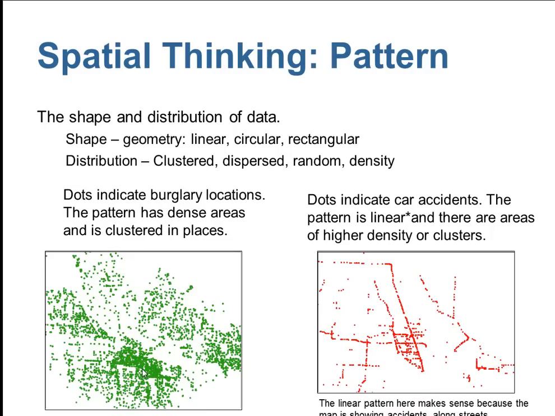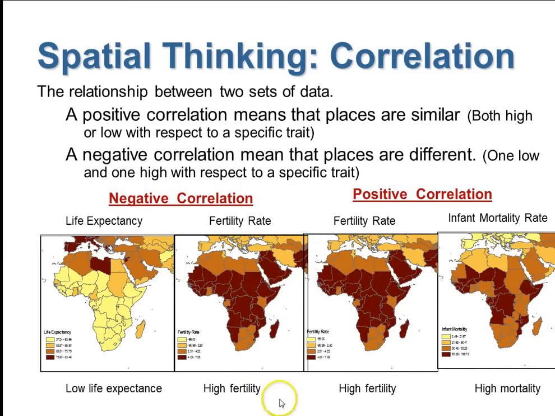So one thing you can ask students to think about is, are you looking at this on a national scale? Are you looking at it on just a local scale? And then we can ask students to think about correlation, which are positive correlations showing that places are both high or low with respect to a specific trait, or negative correlations and looking for just opposites in a way. So here is an example of a negative correlation between life expectancy and fertility rate. Fertility rate is high, life expectancy is low, and that's a negative correlation.